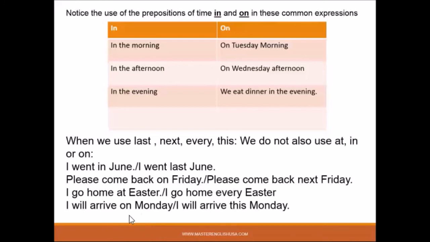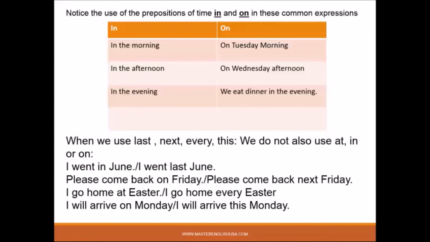When we use last, next, every, or this, we do not also use at, in, or on. For example, I went in June. I went last June. Please come back on Friday. Please come back next Friday. I go home at Easter. I go home every Easter. I will arrive on Monday. I will arrive this Monday.